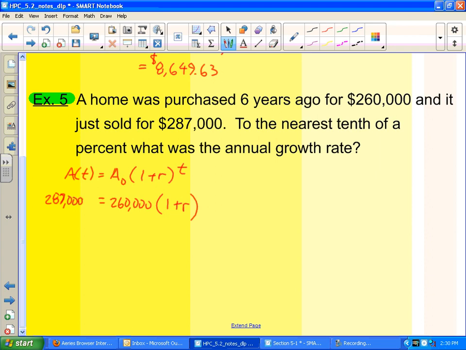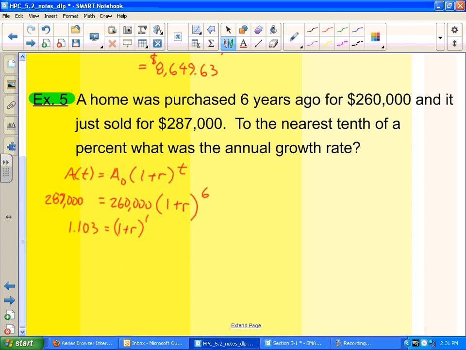It's appreciating, so I'm going to have to add r. If it was depreciating, if the value was smaller than 6 years ago, then I'm going to have a negative r in that thing. And we're doing this for 6 years. So we divide 287 by 260. Somebody tell me what they get. 1.103 is equal to 1 plus r to the 6th power.